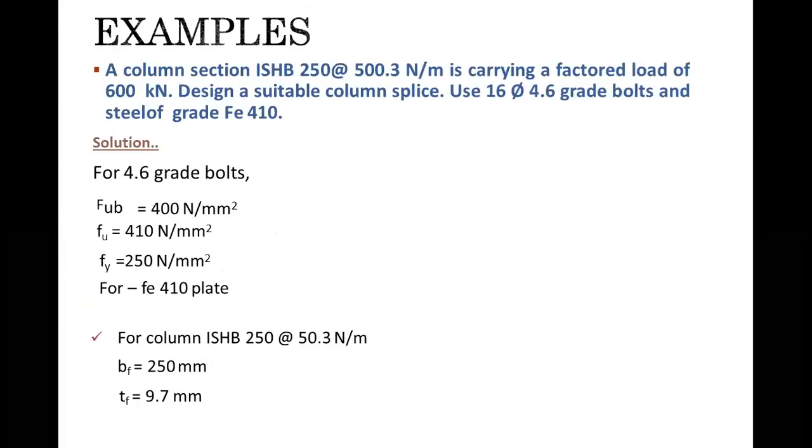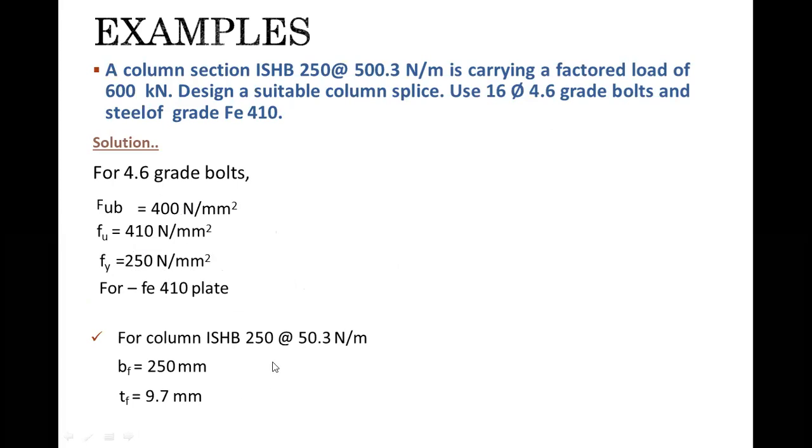Right. So here is one example given. Column section ISHP 250 at 500.3 Newton per meter is carrying a factored load of 600 kilonewton. So design a suitable column splice. Use 16 mm diameter bolts, 4.6 grade bolts, and steel of grade Fe410. So here the basic criteria given, right, which is FUB is equal to 400, FU is equal to 410, FY is equal to 250 for Fe410 plate, right?